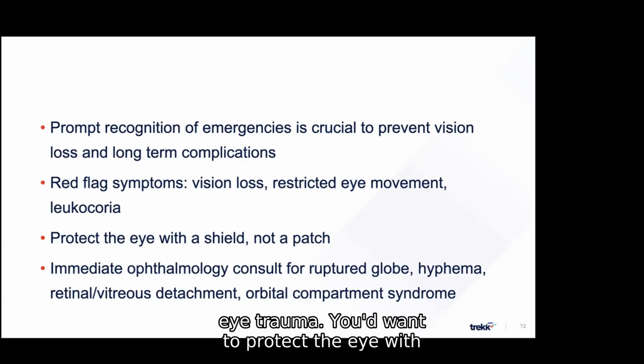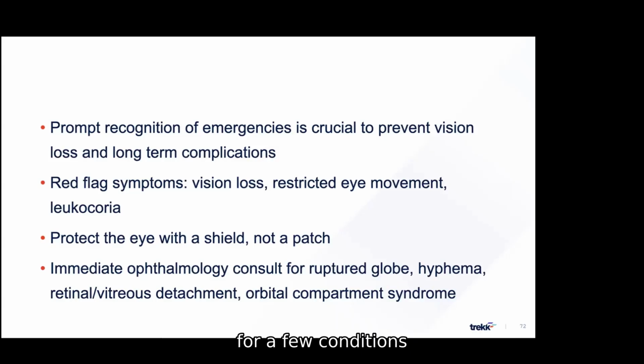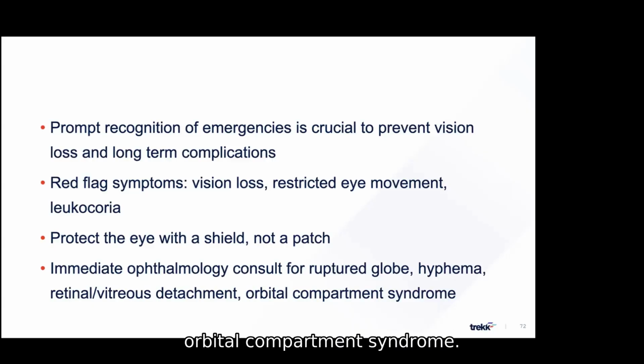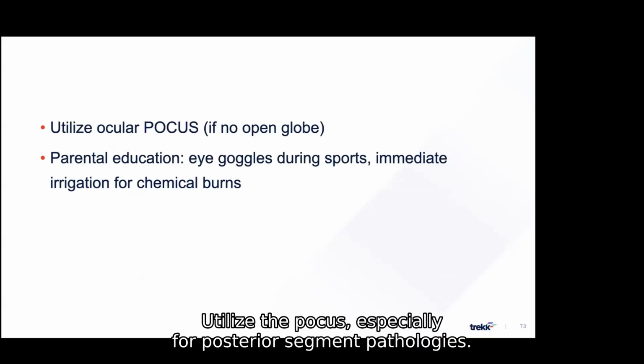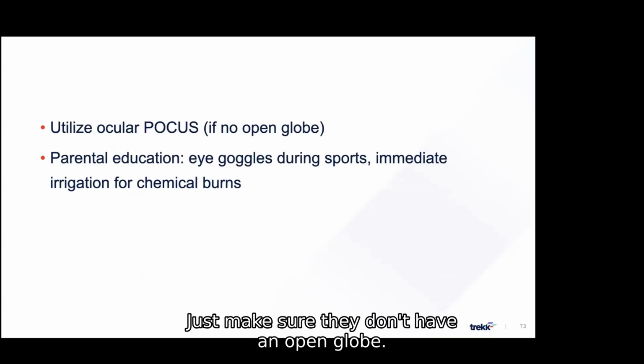You'd want to protect the eye with a shield, never with a patch. Get an immediate ophthalmology consultation for conditions like ruptured globe, hyphema, retinal or vitreous detachment, and obviously orbital compartment syndrome. Utilize the focused ultrasound, especially for posterior segment pathologies. Just make sure they don't have an open globe.